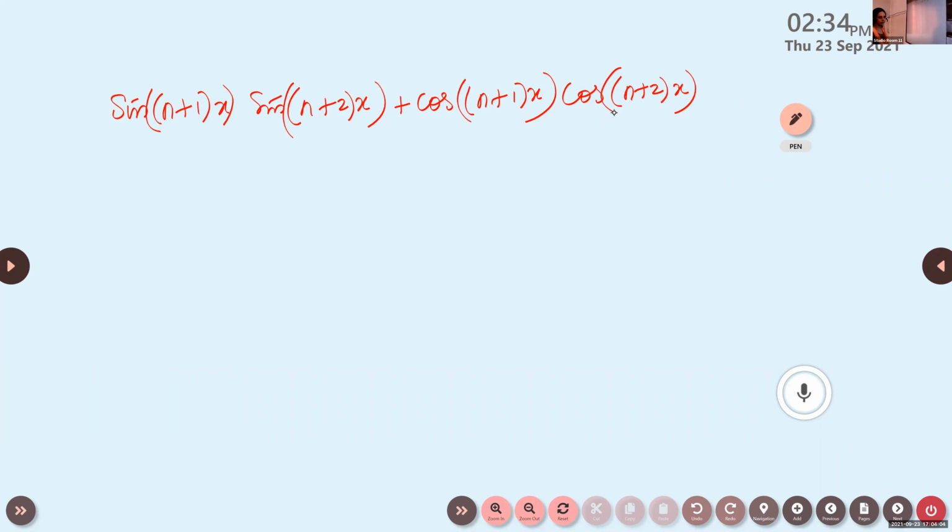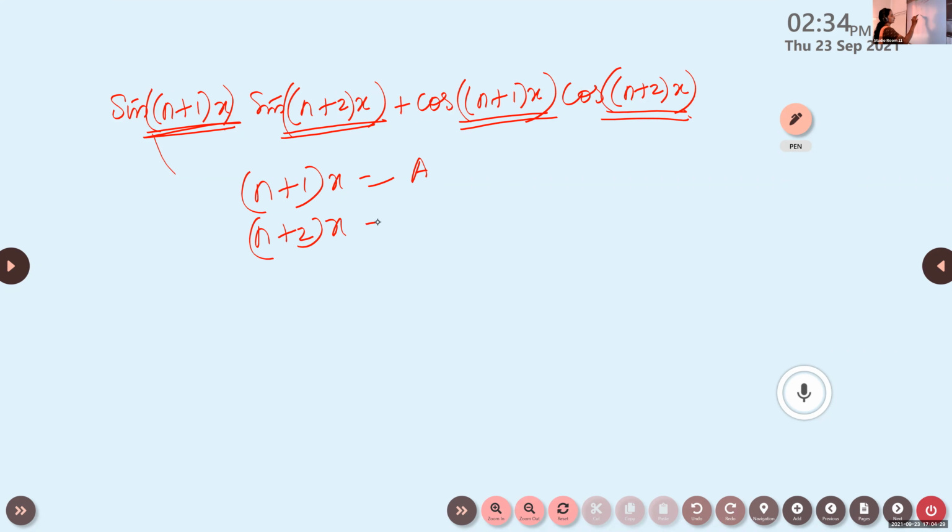How will you do this, Shabarinath? Take the x inside the bracket and use the identity a plus b. Okay, listen, children. You put n plus 1 into x as a and n plus 2 into x as b. So it takes the form sin a sin b plus cos a cos b.